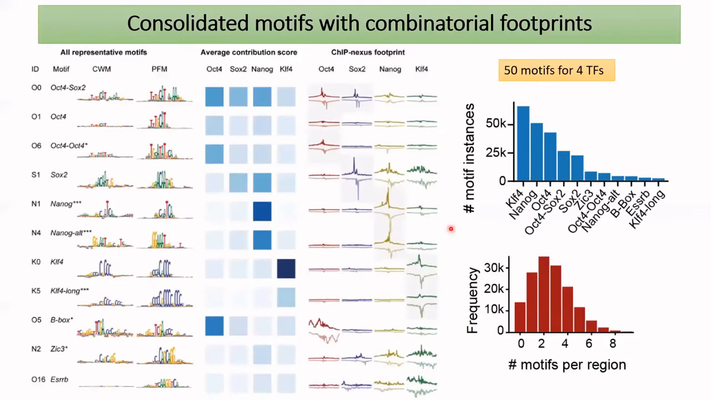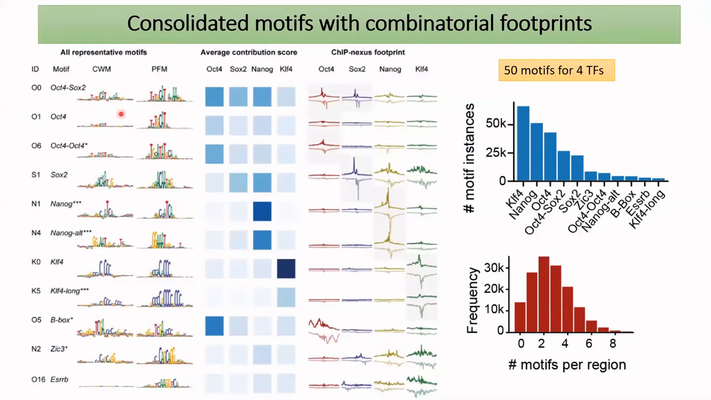So we run this for each of the 4 transcription factors. And we end up getting about 50 consolidated motifs for just the 4 transcription factors. I'm obviously not going to go through all 50 of them. There are slight variations of several of the classically known motifs. I'll focus on these specific motifs. So we capture many of the well-known ones.